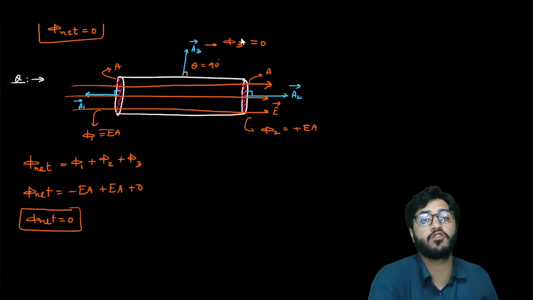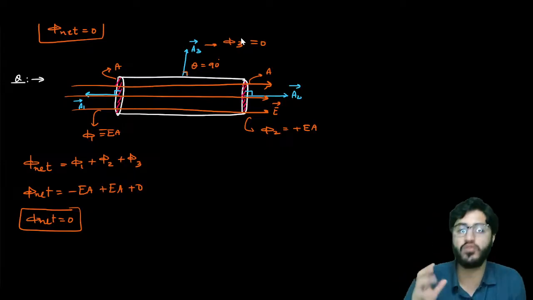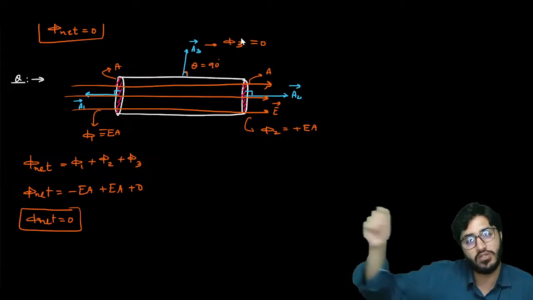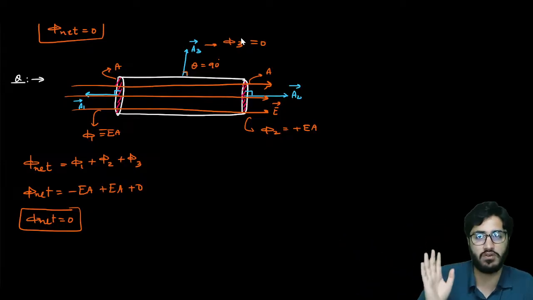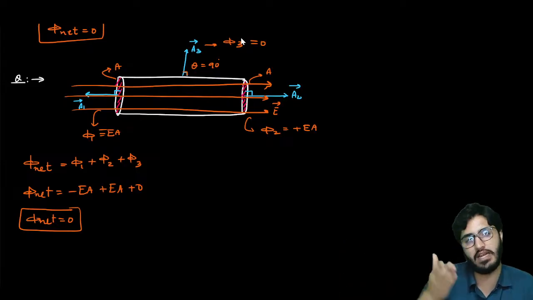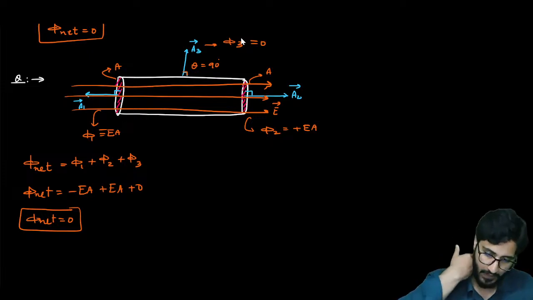One more proof for a closed surface: if the electric field lines are coming from outside, the net effect would be 0. Why? Because if 3 lines are coming in, 3 lines will be leaving. So net is 0. If I am earning 100 rupees and my expenses are 100 rupees, my saving is 0. Done?